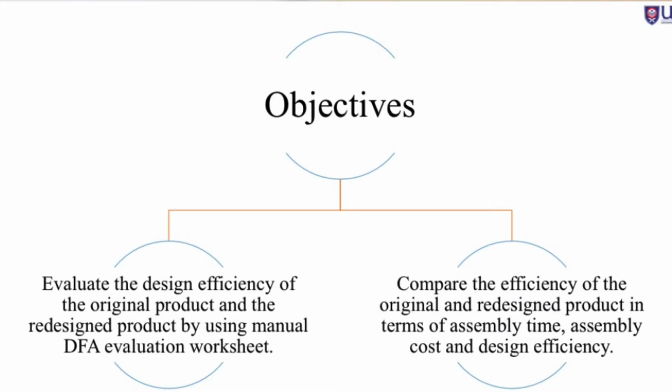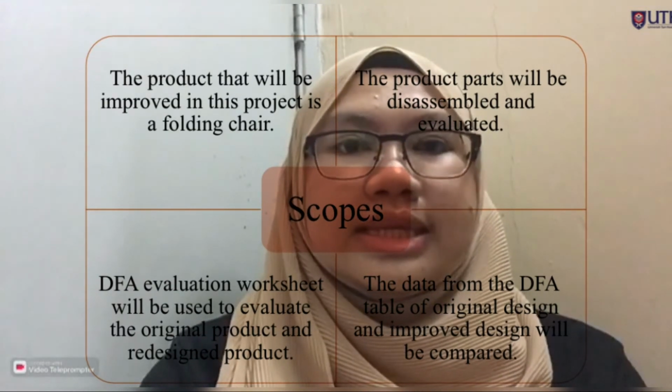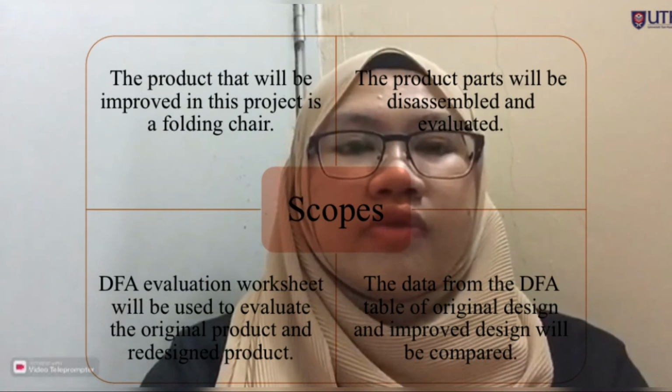For the objective of this project, first, we need to evaluate the efficiency of the original product and a redesigned product by using the manual DFA evaluation worksheet. Second, we need to compare the efficiency of the original and redesigned product in terms of assembly time, assembly cost, and design efficiency. For the scopes of this project, first, we will be using a folding chair as a product improvement. Second, each product part will be disassembled and evaluated. Third, we will evaluate the original product and redesigned product using the DFA evaluation worksheet. And fourth, the original design and improved design will be compared using the data from the DFA table.